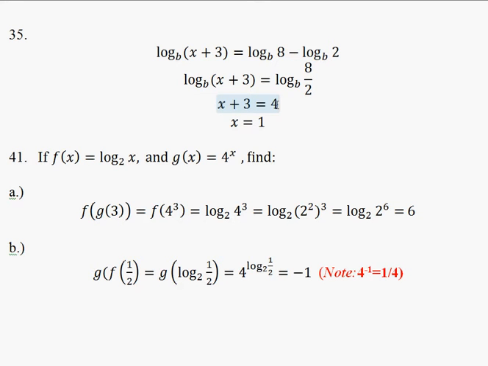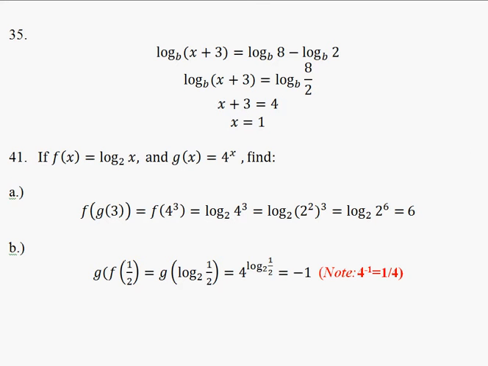And since b raised to something is equal to 4, and b raised to something is equal to x plus 3, then x plus 3 must be equal to 4, because those are the two exponents with like bases. So now you can just solve that: x equals 1.